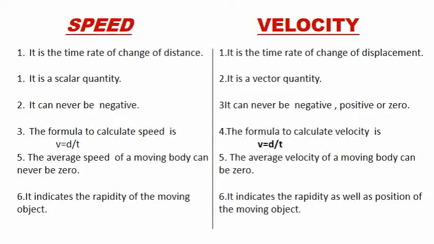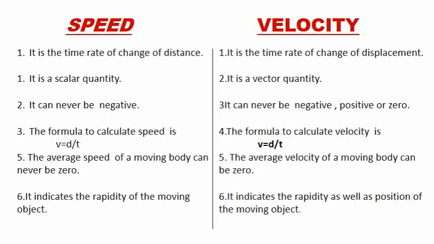So the fourth point is how we calculate speed and velocity. The formula for speed is v equals d over t, which represents distance covered per unit time. Similarly, the formula for velocity is v equals displacement covered per unit time. Here the bold-faced letter denotes the vector quantity.